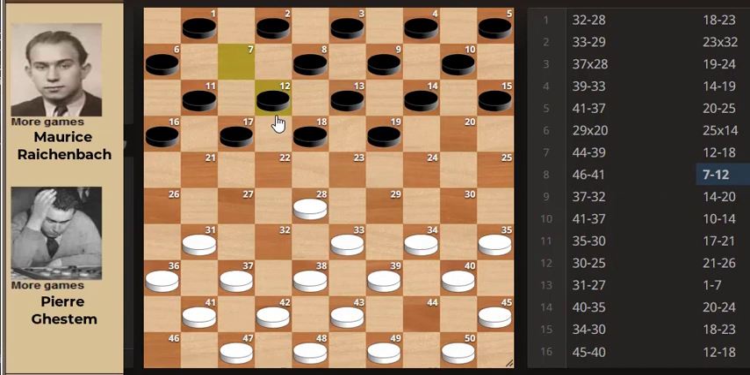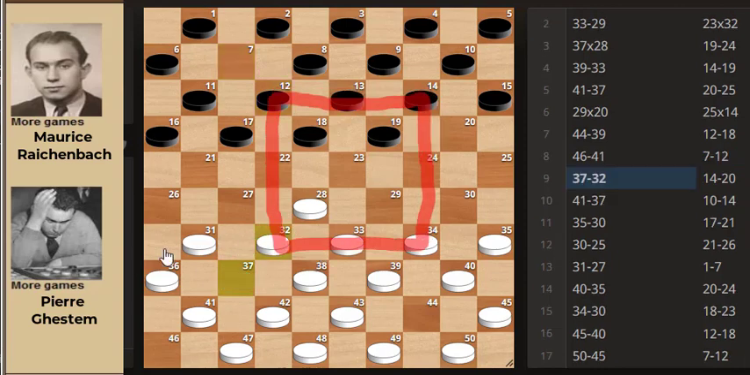So Morris played 7-12. Let's see how Ghestem answered this move. We draw the square. So we can play 37-32 or 50-44. The move Ghestem made here was 37-32. So 14-20.